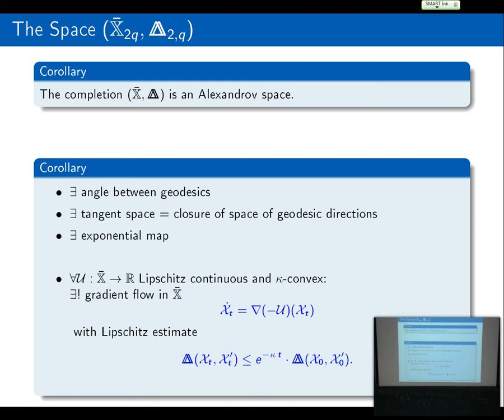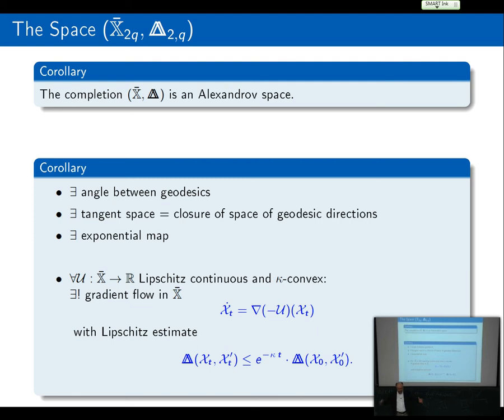Whenever you have a critical point of this function, it gets stuck, but okay, you cannot do better. And you have this Lipschitz estimate. So the convexity of a function, k, could be positive or negative. Typically, it will be negative. So then it's not really a contraction, it's an expansion bound. But of course, this is very interesting.